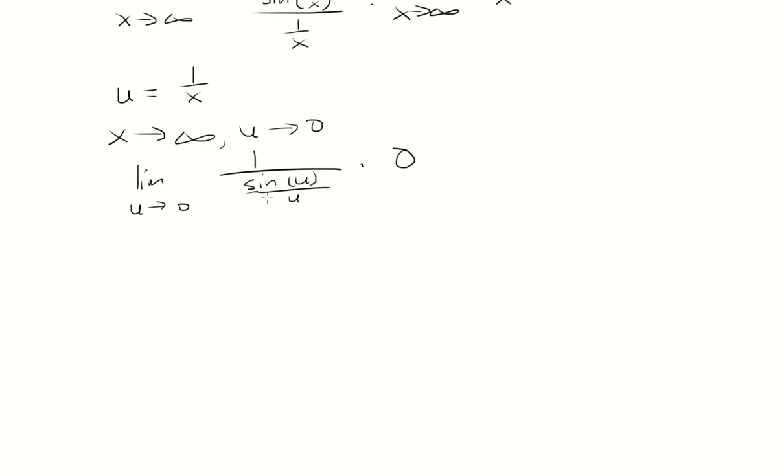This limit right here, sine u over u, as u approaches 0 is going to be 1. So this thing approaches 1. I have 1 over 1 is 1, and then multiply that by 0, it's going to give me 0 as my limit.